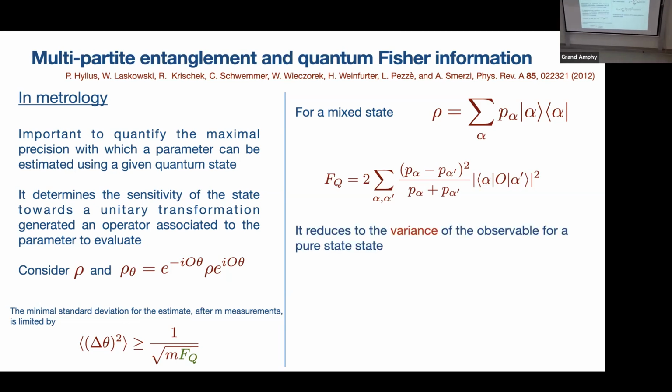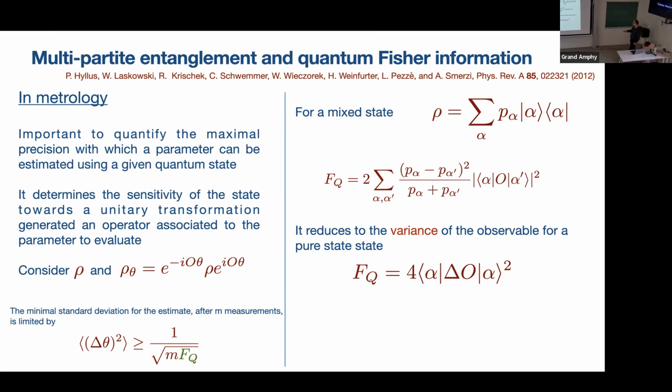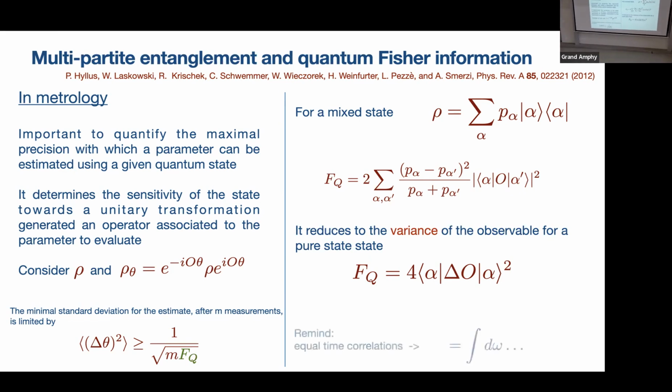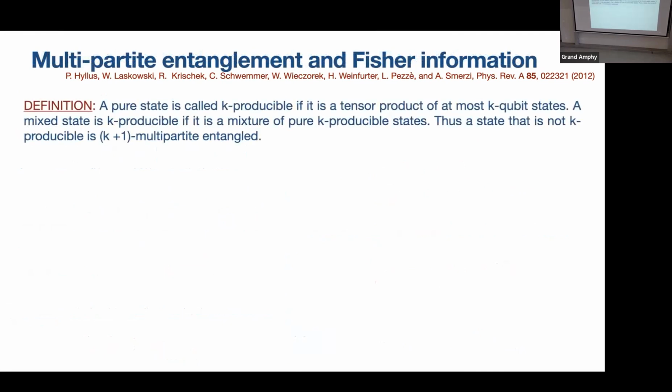Now, if the state is pure, then it becomes much simpler. It's just the variance of O computed on the state alpha. This is the Fisher information when the system is pure. I will come back to this in a few seconds. Now, why is Fisher information related to entanglement?